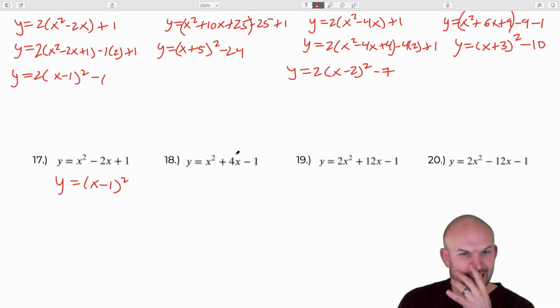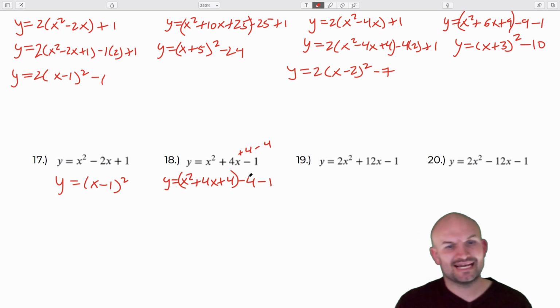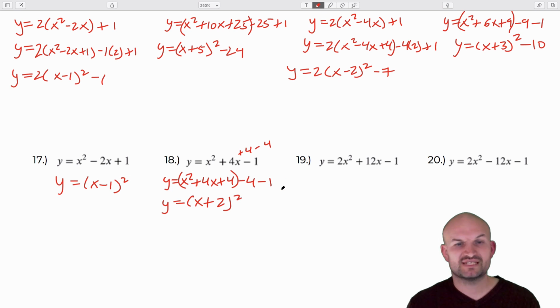This one's going to be a plus 4. And then we're going to need to subtract a 4, right? So we have y equals x squared plus 4x plus 4 minus 4 minus 1. And again, the reason we're adding and subtracting is that adding 4 changes the equation, so we have to make sure we subtract the 4. However, to create our perfect square trinomial, we really only need the positive 4. So therefore, we just do negative 4 minus 1, which is a negative 5.